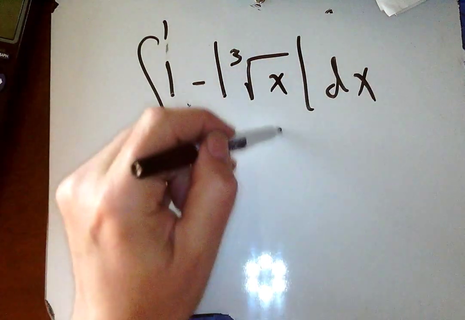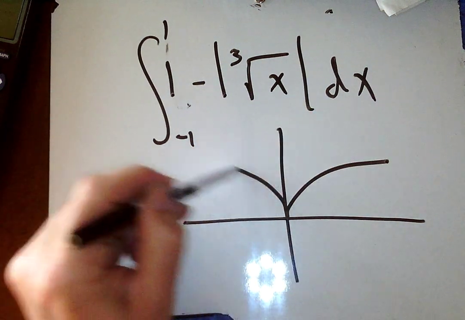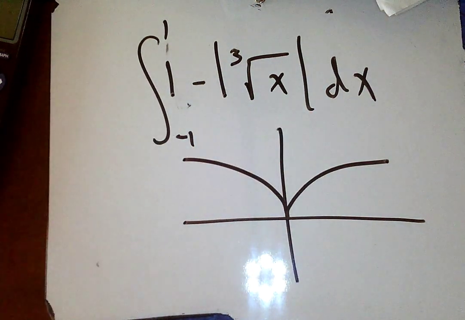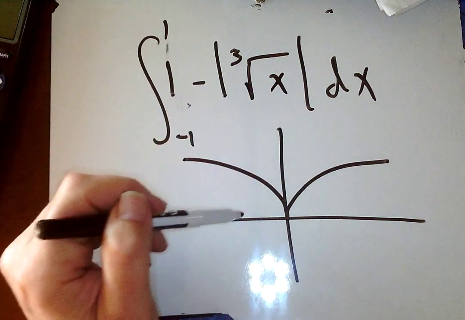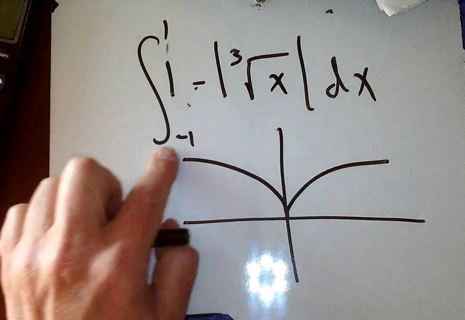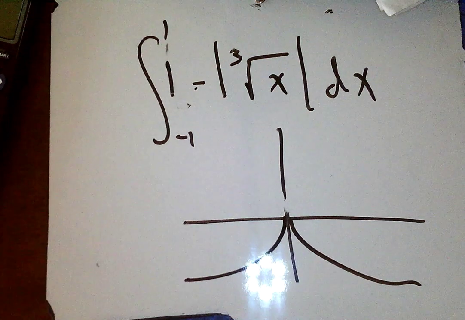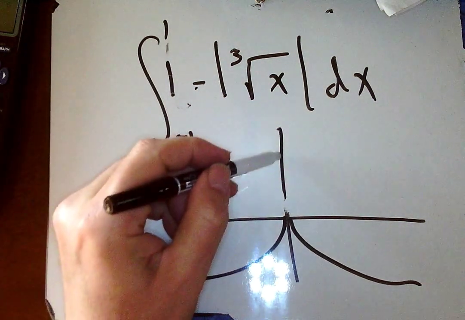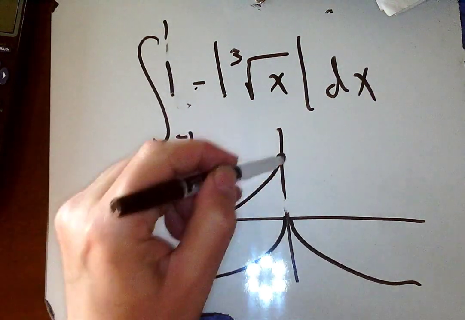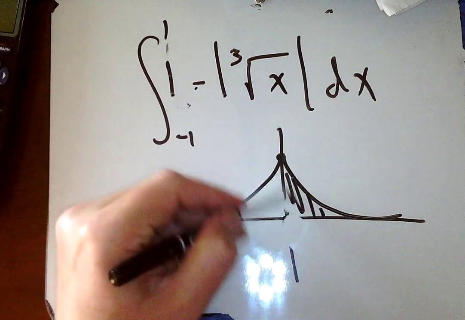Okay, so when I think about that, I'm thinking about, well, here's cube root of x, and in the absolute value. But I want to flip it upside down. And I want to move it up 1. So here's 1, and there we go, and there we go. And I'm looking for this area.